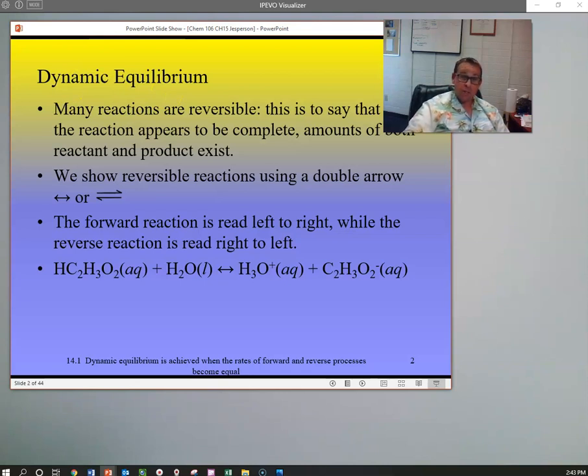Once you reach equilibrium, the concentrations of all of these components, the two reactants and the products, will stay the same. They won't change. But it's not because the reaction stops occurring. It's just because the reaction going to the right is occurring just as fast as the reaction going back to the left. Okay?